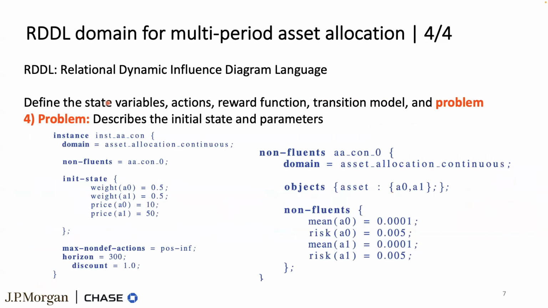The fourth parameter of the RDDL is the problem. So the problem describes the initial state and the initial parameters. For example, the initial set of weights of two assets, if there are two assets in the portfolio, both their weight and the starting prices. The horizon here in this example is 300.